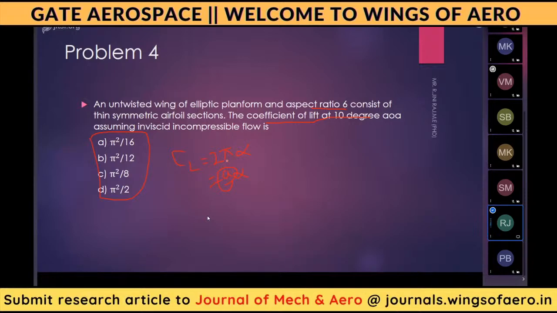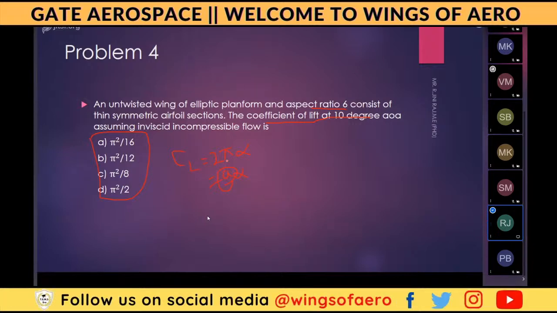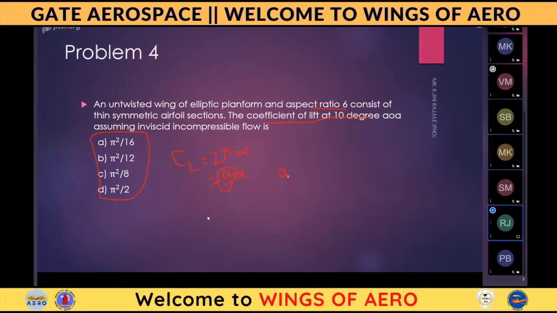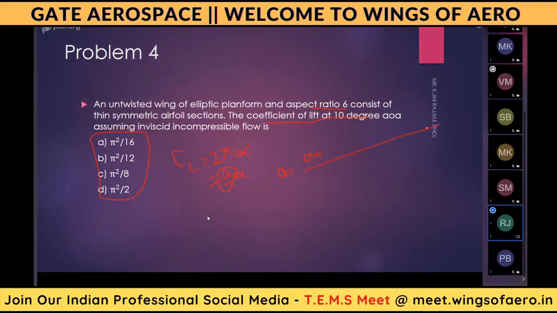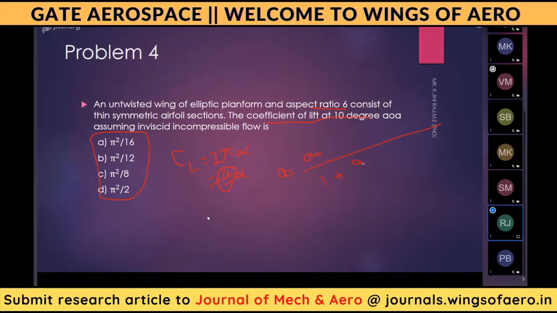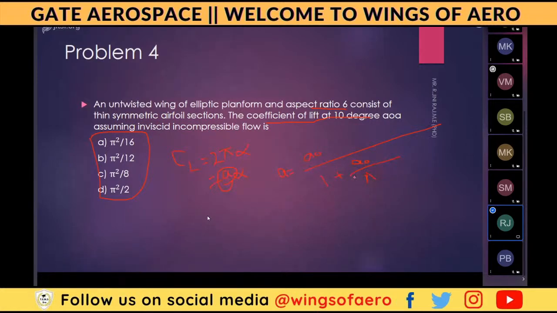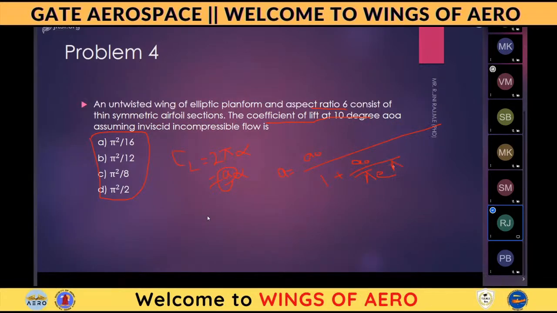For elliptical planform section, in order to find this A value, we have one formula. I'll be writing this formula. That is A is equal to A naught divided by 1 plus A naught divided by pi E AR. Okay.